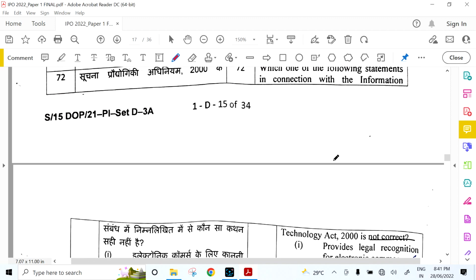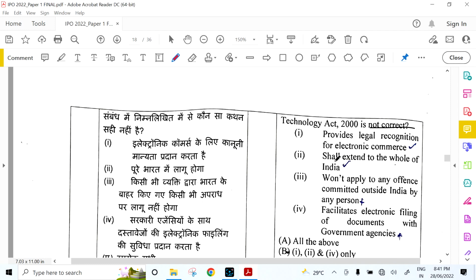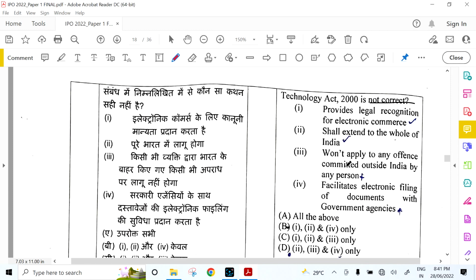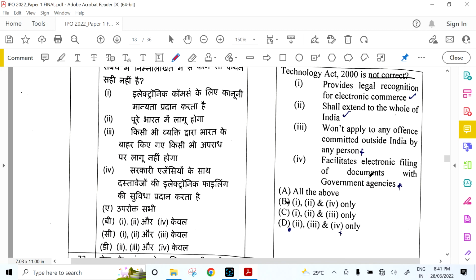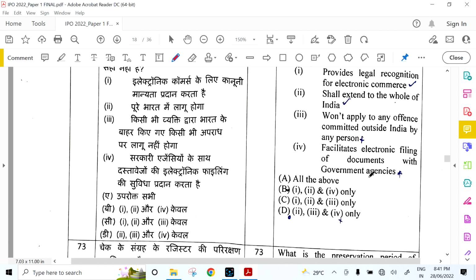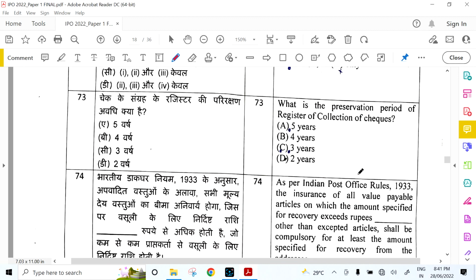Which one of the following statements in connection with the Information Technology Act 2000 is not correct? Provides legal recognition for electronic commerce, shall extend to whole of India, won't apply to any offence committed outside India by any person, facilitates electronic filing of documents with government agencies. The answer is 1, 2 and 4 only correct. 3 is not correct because it would apply to offence committed outside India also. Here the "won't" is there, that is not correct. So the answer is B. What is the preservation period of register of collection of checks?